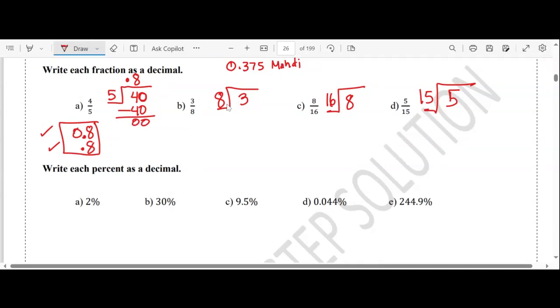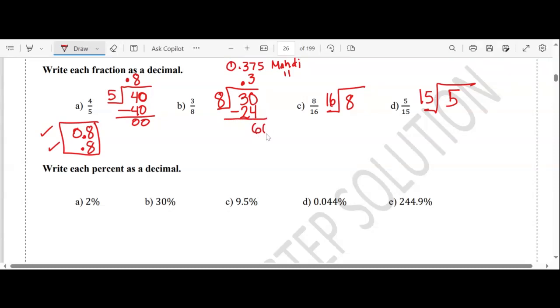So let's try to do it together. 8 goes into 3? No. You got it? Okay. So we have 2 people who got the same answer. Now let's do this. Can 8 go into 3? No. So I have to put what? Point. If you put point, you can add 0 here. 8 goes into 30? 3 times. 3 times 8? 24. And then you do what?